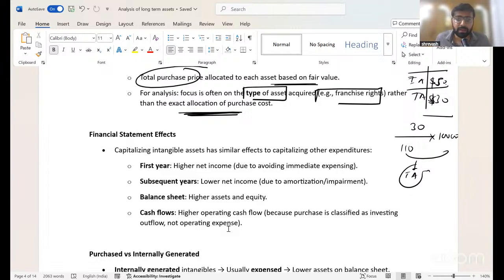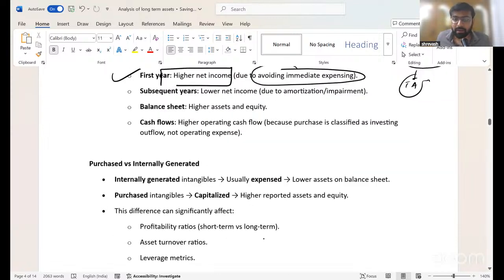So the moment you capitalize it, what happens? In the first year, higher net income comes as compared to directly recognizing the entire expense of purchasing the asset in the first year itself. So let's say, for example, I have paid 100 rupees to purchase an intangible asset, and I have decided to capitalize it. And the life of the intangible asset is 5 years. So what will happen in terms of amortization every year? So 20, 20, 20, 20.